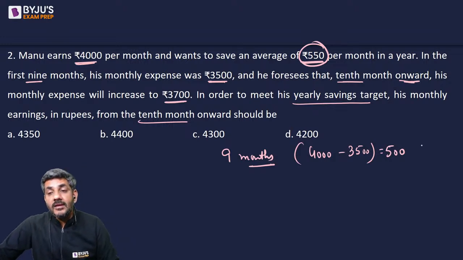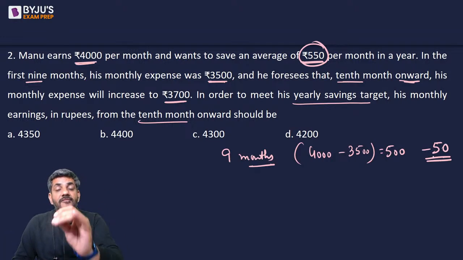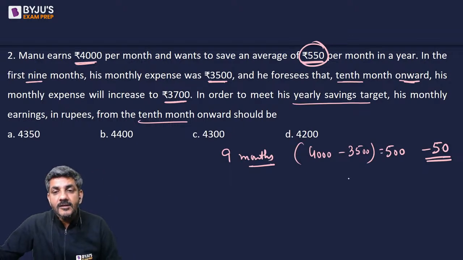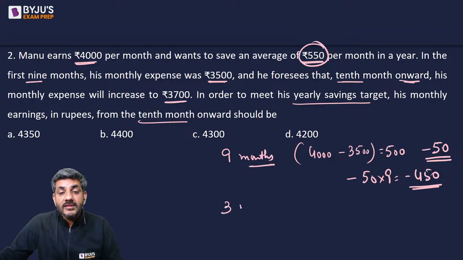So can I say there is a deficiency of 50 rupees that is being created every month? For the first 9 months, a deficiency of 50 was being created. So the total deficiency was 50 into 9, that is 450. Now this deficiency has to be covered in the remaining 3 months because he has to complete his yearly targets. He has to meet his yearly target.